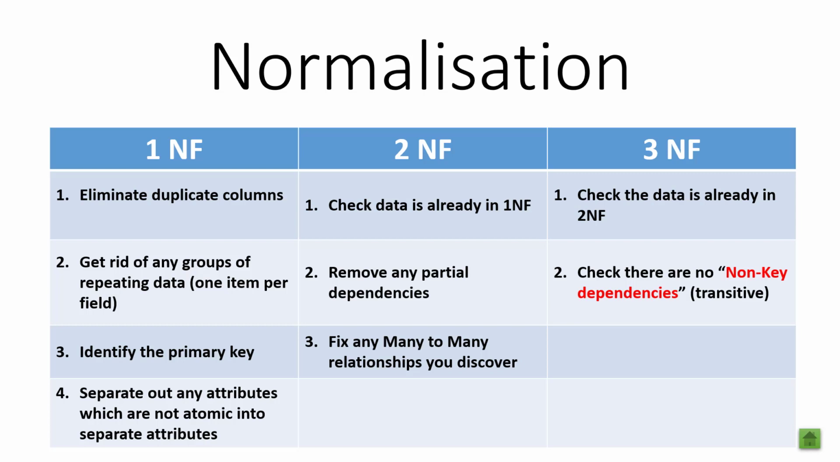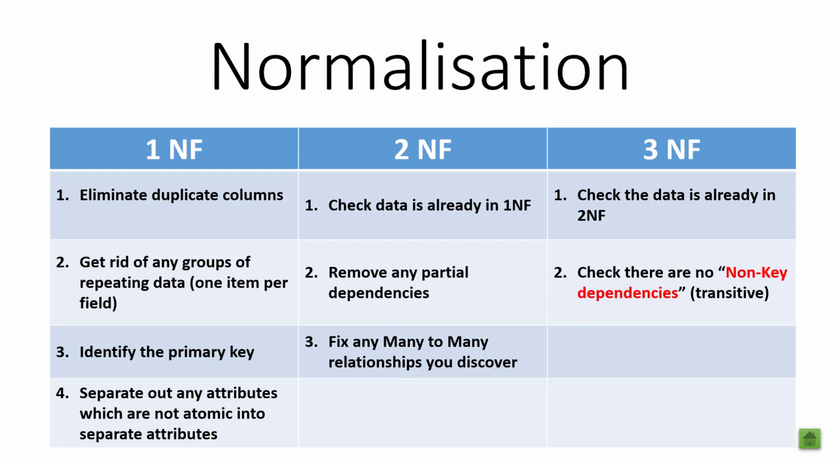Second normal form: check that the data is already in first normal form. Remove any partial dependencies that you can. And remember, partial dependencies are dependent upon the key values. So that's a primary key. And then fix any many-to-many relationships that you discover. And if you don't know what that means, go back to the entity relationship diagram and have a look, because we might have to create a linking table.